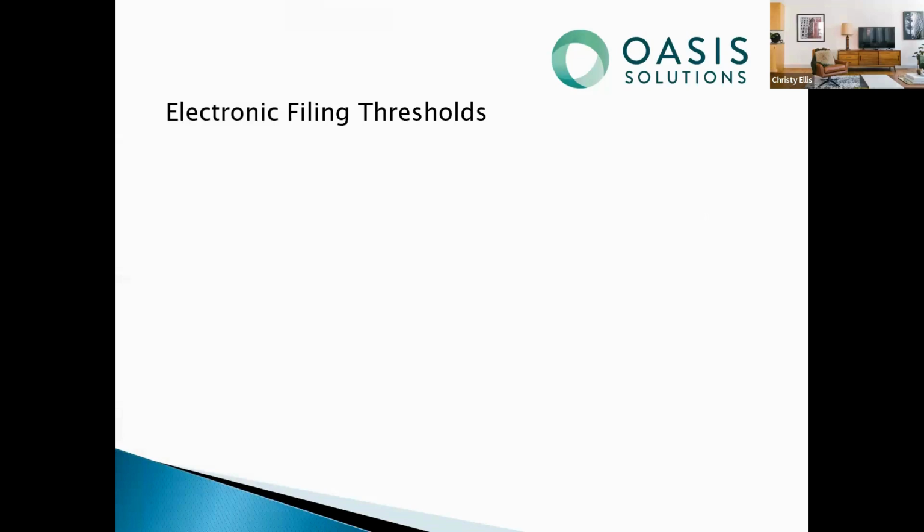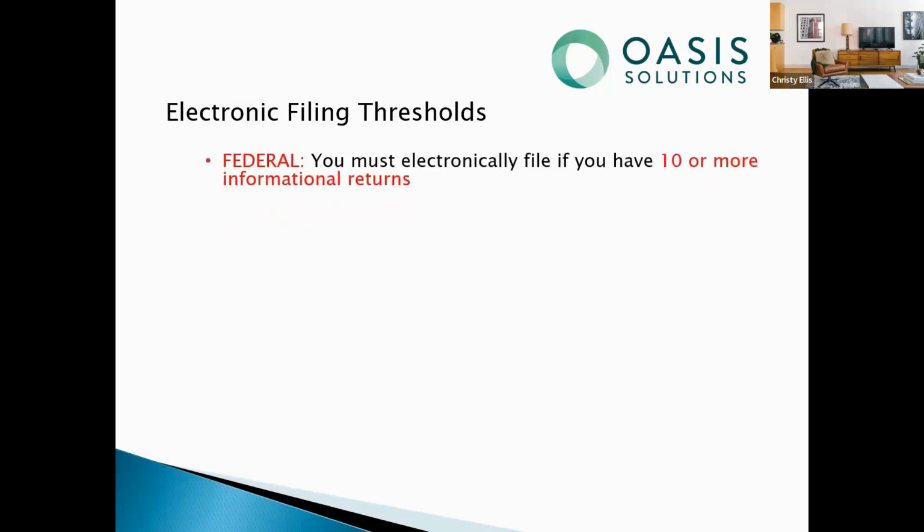New for this year, the electronic filing thresholds have changed for the federal government. Previously, I can't remember, it was fairly high, but this year for the federal government, you have to electronically file your returns if you have 10 or more informational returns. So if you are filing more than 10 W-2s, there you go. You're going to have to e-file this year.